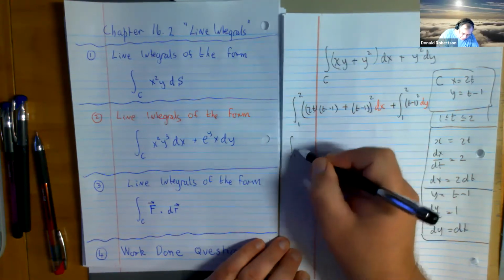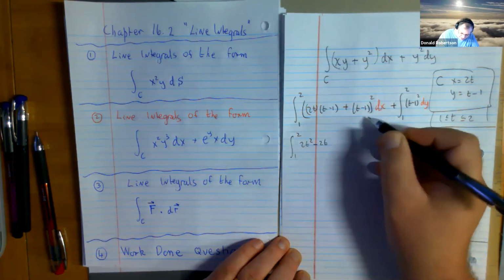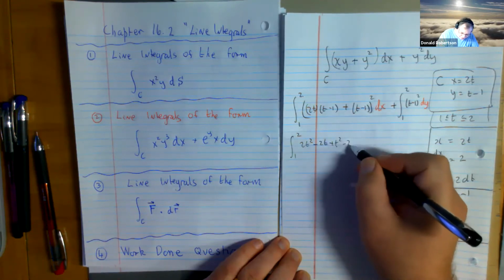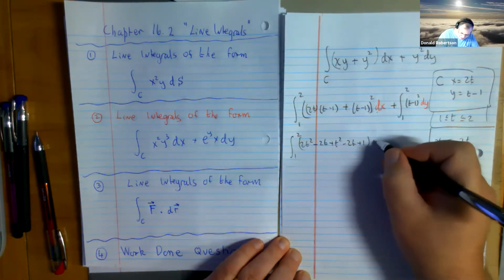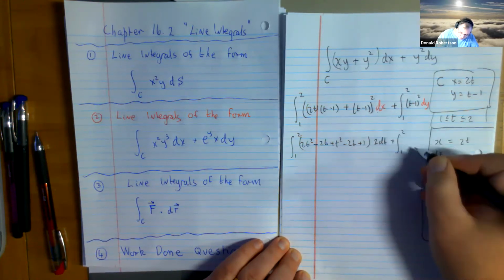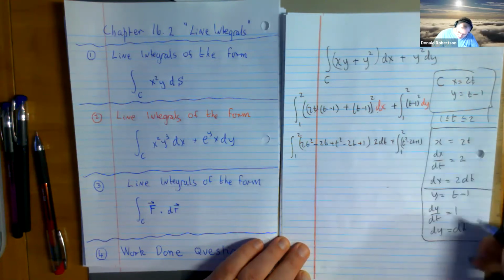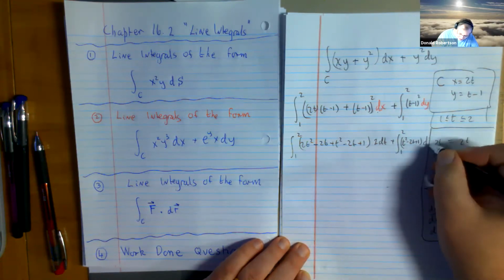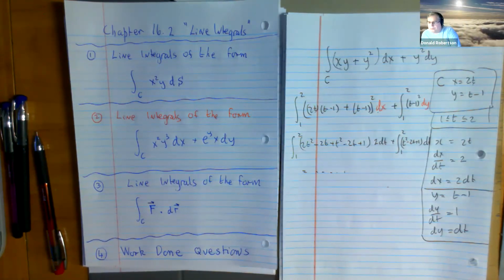So it's now going to be the integral from 1 to 2 of 2t squared take away 2t plus t squared take away 2t plus 1, and instead of dx, it's a 2 dt. And this guy is going to be the integral from 1 to 2 of t squared take away 2t plus 1, and instead of a dy, we get a dt. Can I do this one? Would you agree it's just a horrible power rule, quadratic, evaluated at 1 and 2?